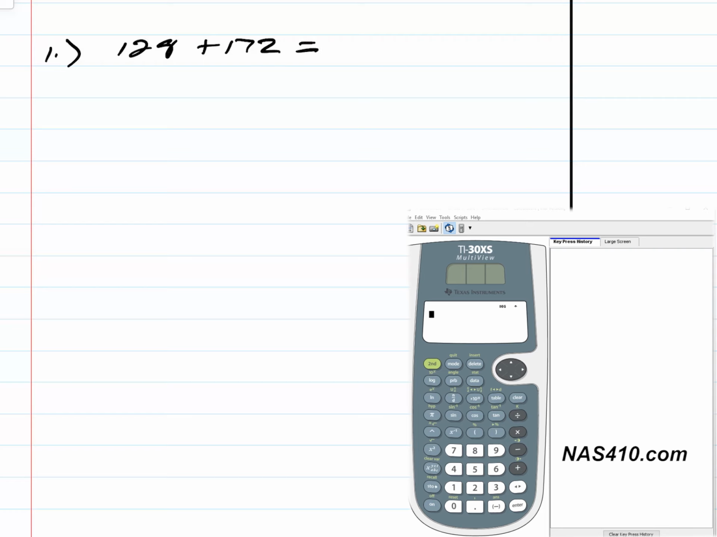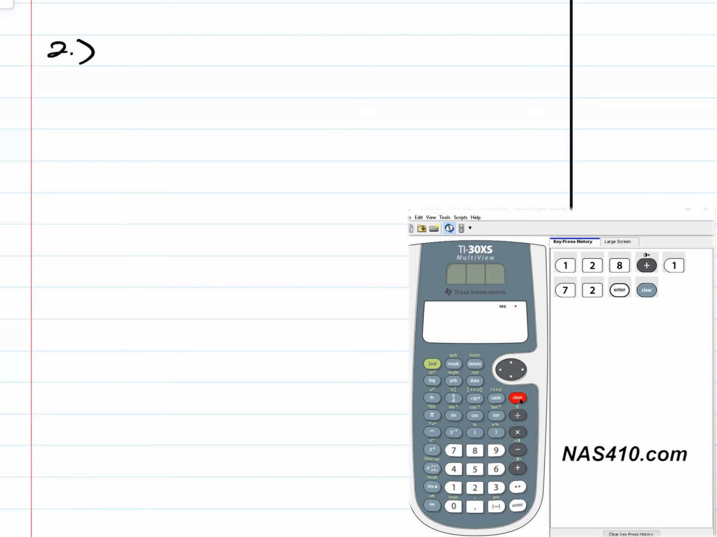Question number 1. I've got 128 plus 172. Okay, this is pretty simple. It's just addition. And this is something you could do on your calculator. So I have 128 plus 172. Enter. And the answer is 300. Okay, pretty simple, guys.